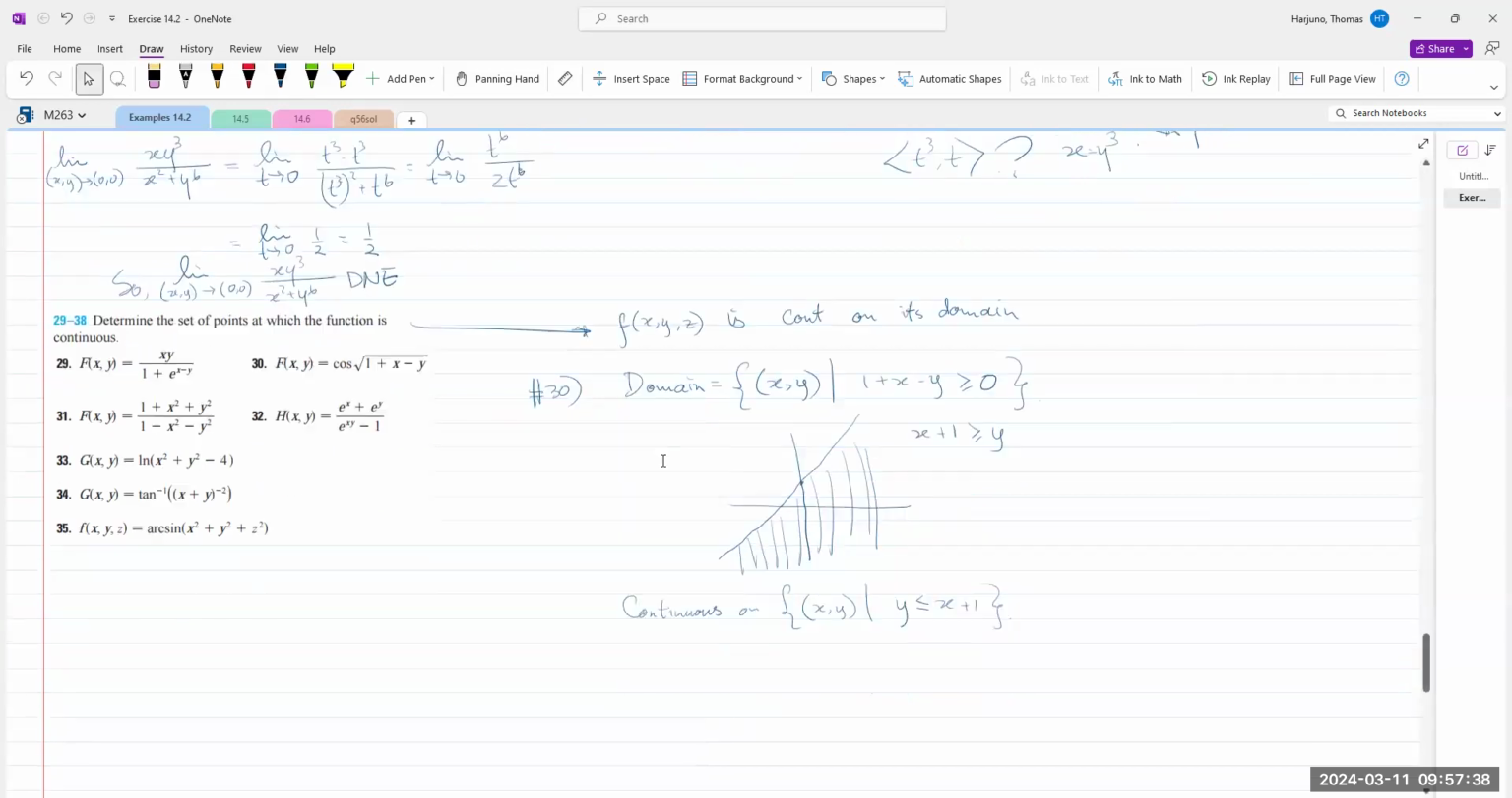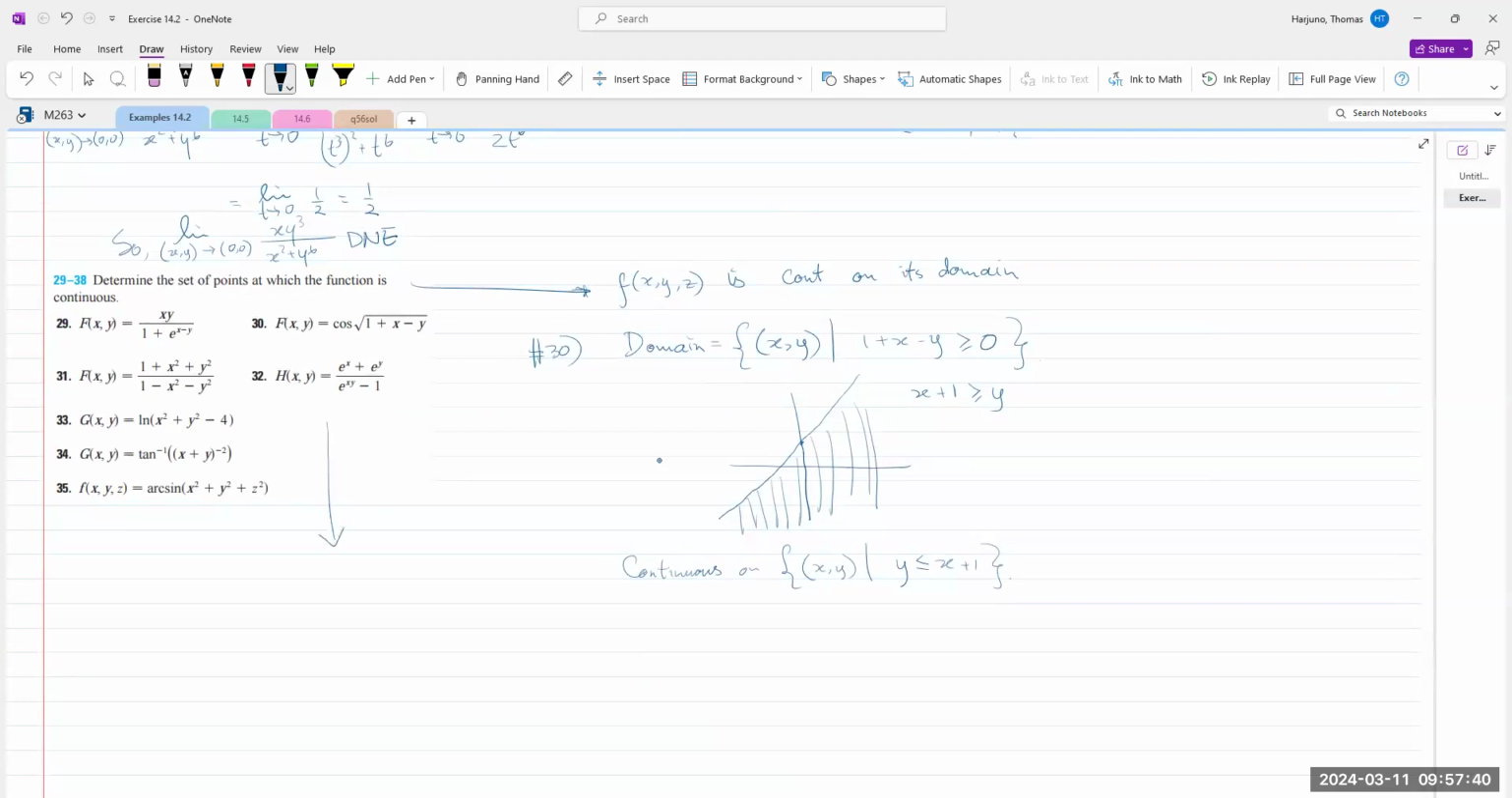Okay, number 32. It's continuous everywhere except when e to the xy equals 1. So that's continuous on all coordinates xy where e to the xy is not equal to 1. But e to the xy is not equal to 1 if and only if xy is not equal to 0, which means x is not equal to 0 and y is not equal to 0.